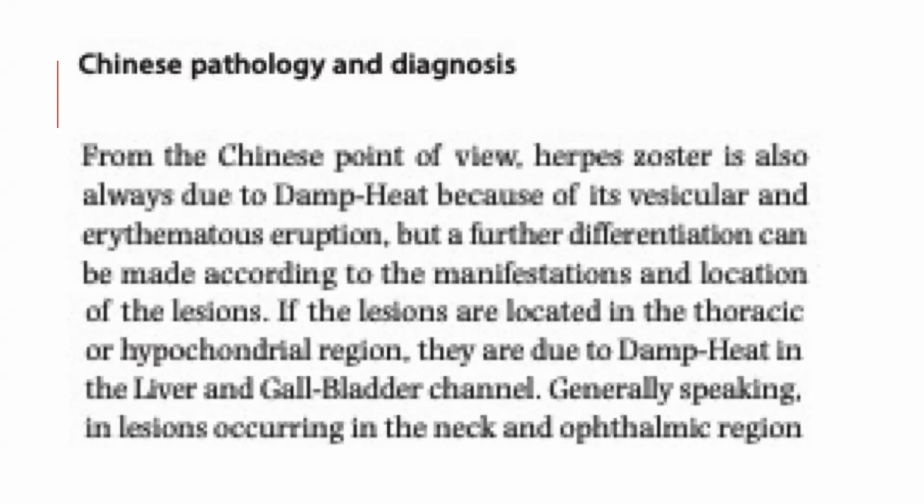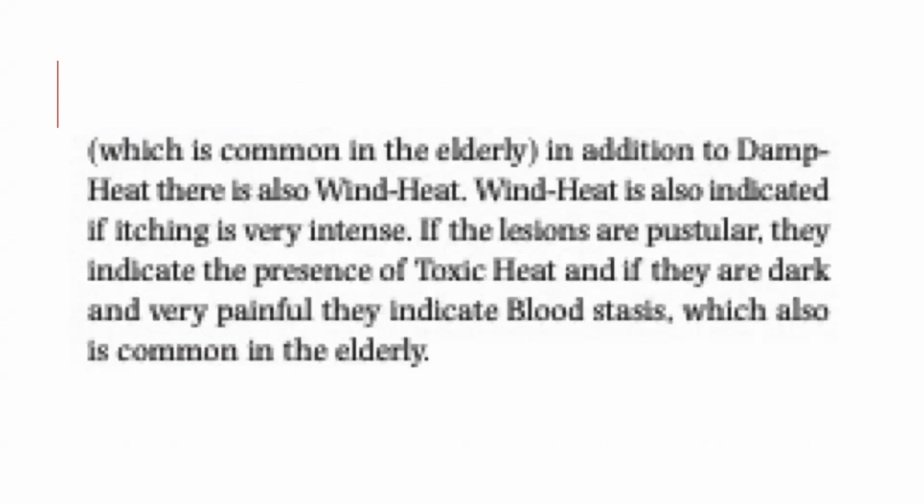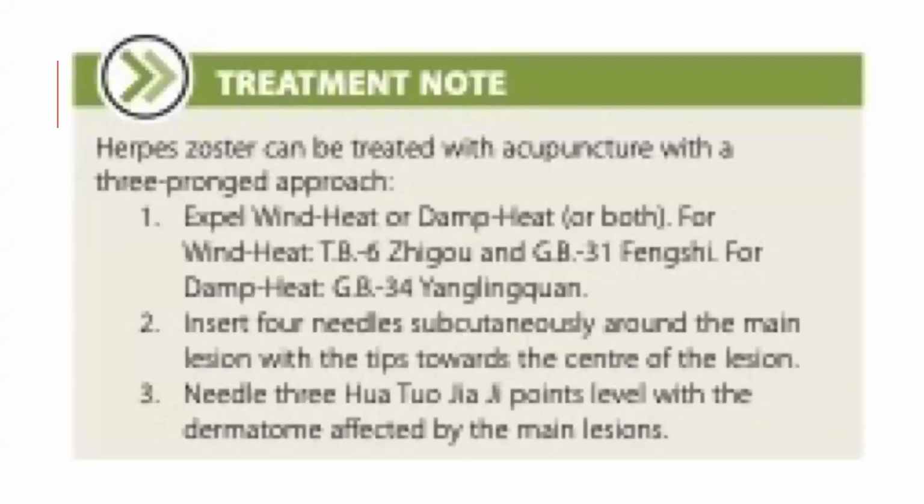and the gallbladder channel. Generally speaking, in lesions occurring in the neck and ophthalmic region, common in the elderly, in addition to damp heat, there is also wind heat. Wind heat is also indicated if itching is very intense. If the lesions are pustular, they indicate the presence of toxic heat, and if they are dark and very painful, they indicate blood stasis, which also is common in the elderly.